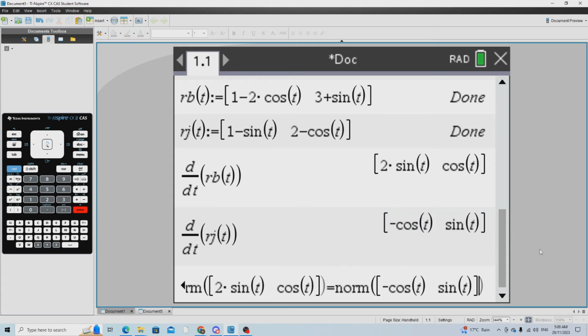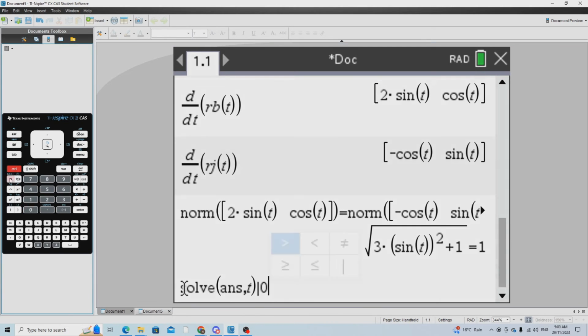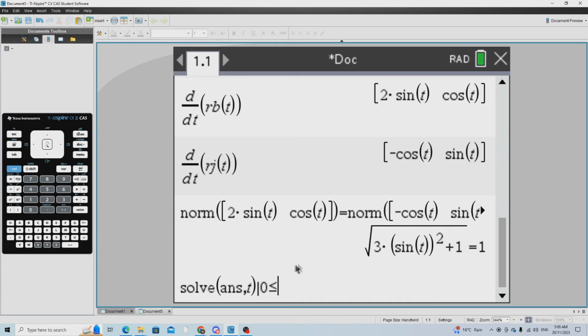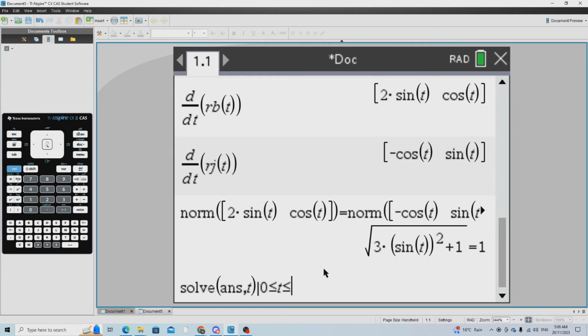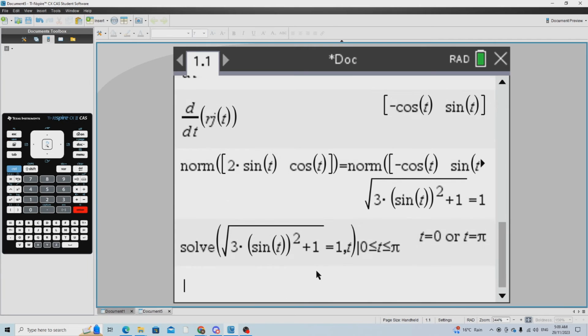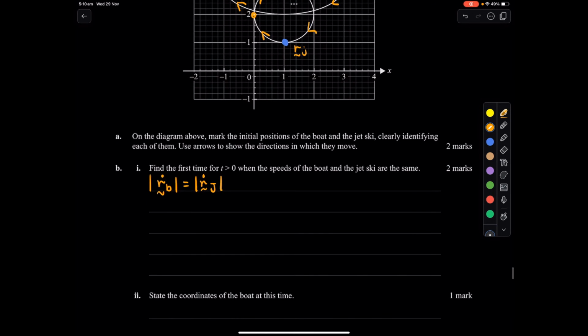And then we solve for t, given that t is, let's say, between 0 and pi, because it's in terms of cosine. Enter, and we get t equals 0 and t equals pi. But we know that t equals 0 is not included because it's saying t is greater than 0, so t equals pi. That's the first time at which the speeds of the jets are the same.